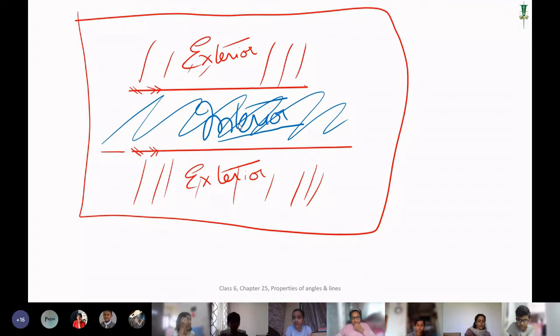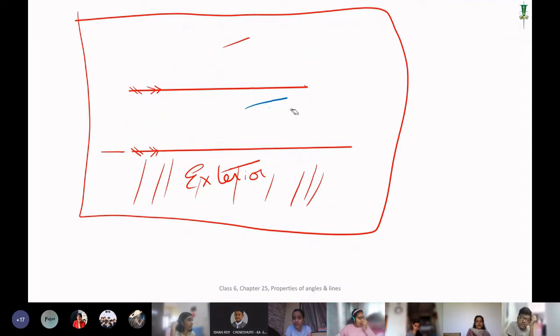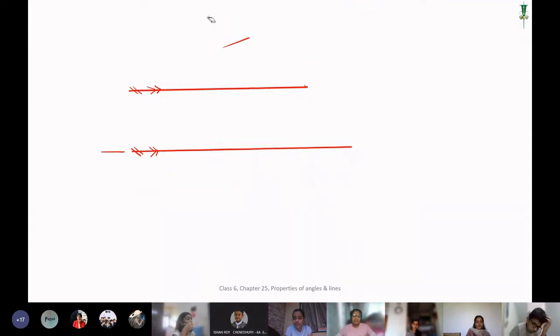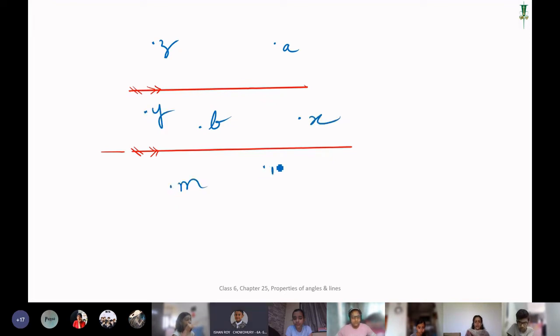So now you tell me, here if I have these points, just list them for me. This is point Z, this is A, this is B, this is X, Y, M, N. Where does Z lie? Exterior. I'll write it as you all tell me. So Z lies in the exterior. Where does N lie? Exterior. Where does Y lie? Interior.